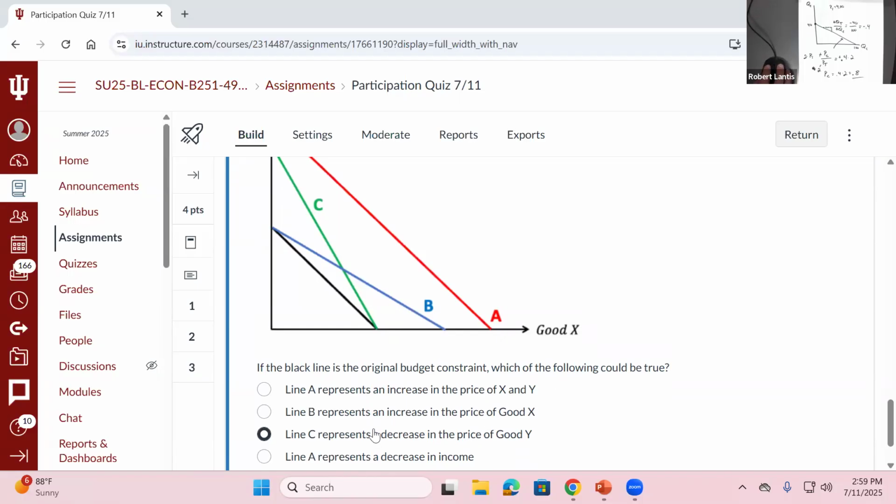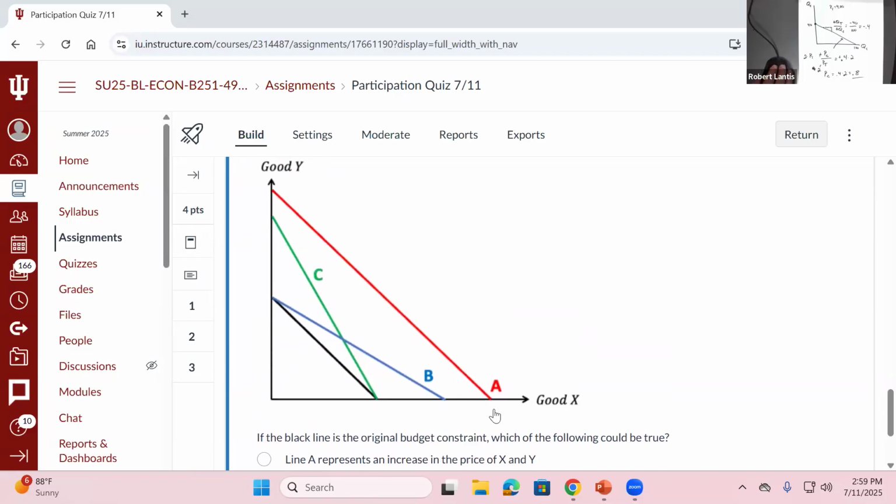So only one of these is true, so we know which one, but let's just go through the others to think about this. A represents an increase in the price of X and Y. So initially, based on what we talked about earlier, you might be like, well, I know A would be an income increase, because I can buy more of both goods. But what did we say mimics an income increase? Oh yeah, that would also be if the price of both goods fell by the same proportion, right?